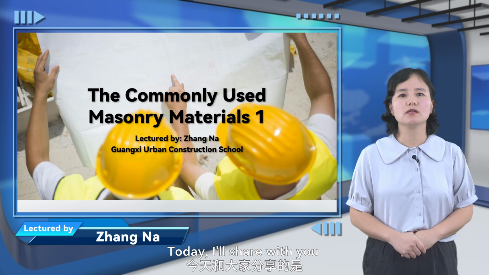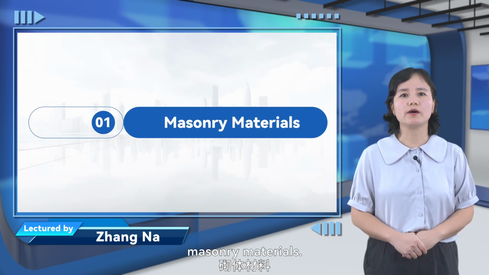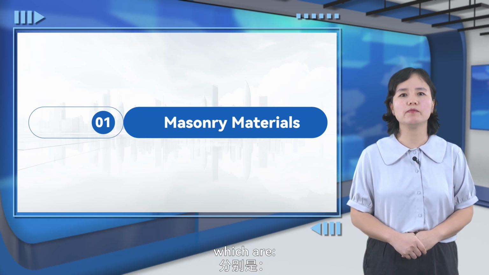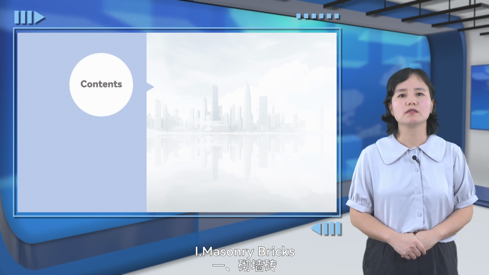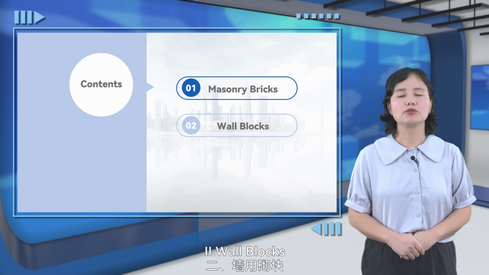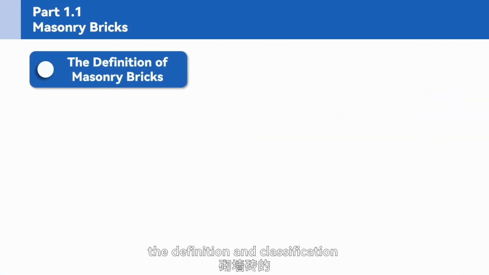Today, I'll share with you the first part of the commonly used masonry materials. This session will cover two main categories, which are: 1. Masonry bricks. 2. Wall blocks. First, let's understand the definition and classification of masonry bricks.